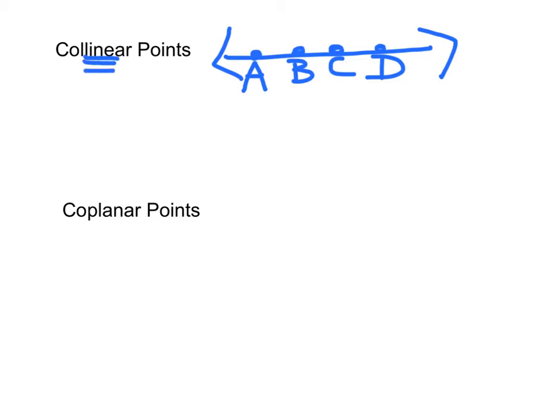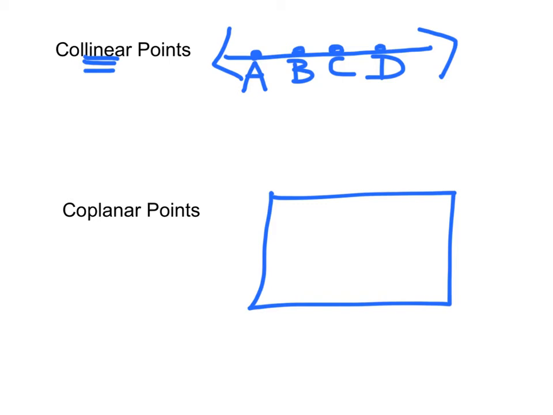Base word is line. Okay, so then coplanar points, okay, if you have a plane, coplanar points then would mean points that are all on the same plane. A, B, C, D, E, all of those points are coplanar because they are on the same plane, coplanar points.